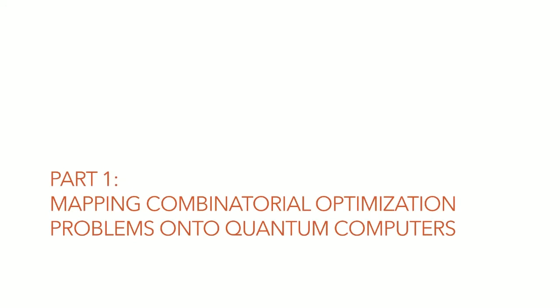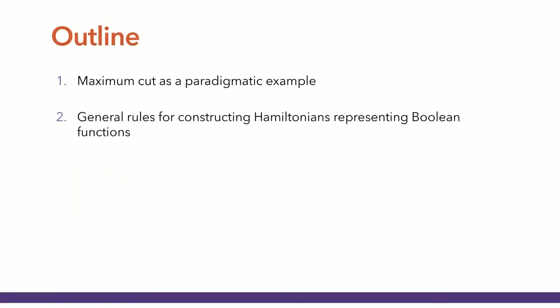So the first part of my talk now is I'm going to talk about how to take a classical optimization problem and map it onto the quantum computer. And I'm going to talk about the maximum cut problem specifically because it's this commonly used paradigmatic example for quantum optimization. And you'll see a lot of papers that discuss maximum cut. But I will also talk later about the general rules for building quantum Hamiltonians representing arbitrary Boolean functions, so that you can map any optimization problems you would like onto a quantum computer, as long as it's defined on the Boolean cube.